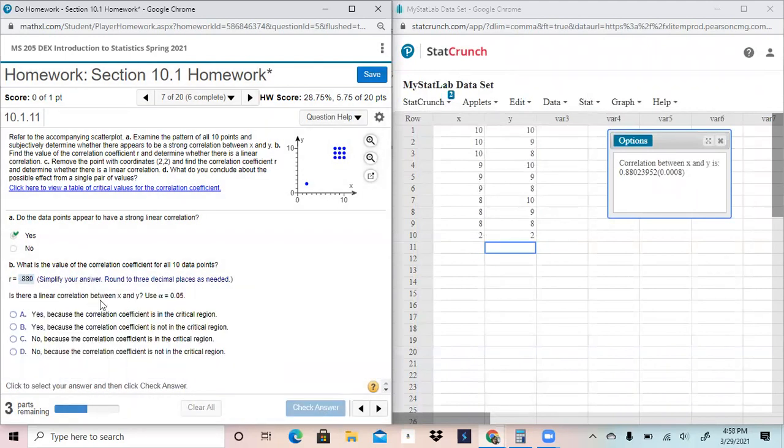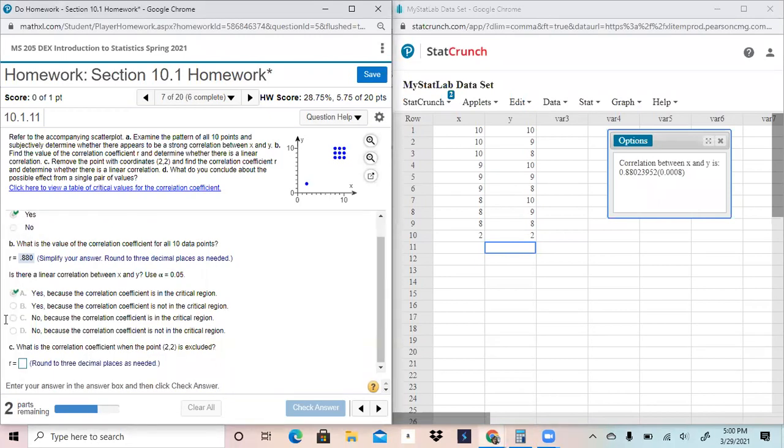So is there a linear correlation between X and Y? Use alpha equals 0.05. The probability of getting this value is 0.0008, much, much smaller than 0.05. So yes, because it would be in the critical region.